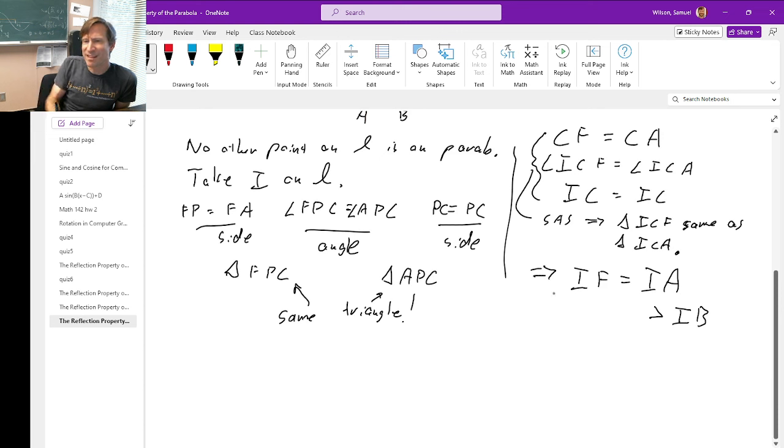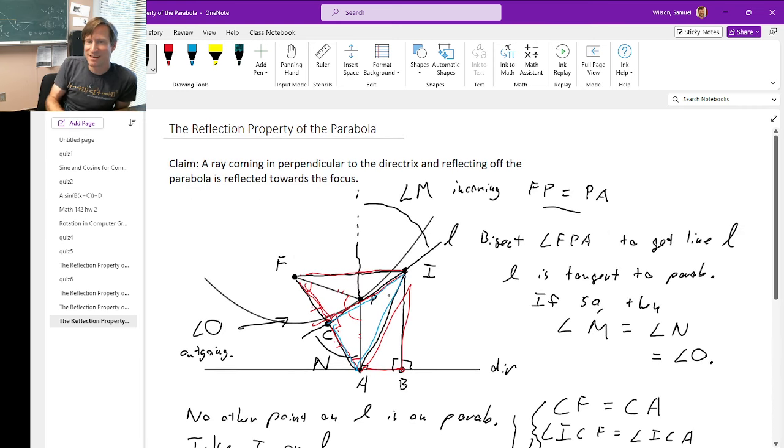But this means that the distance from I to F, so the distance from I to the focus, is greater than the distance from I to B. Not equal. This means that I is not on the parabola. But since I isn't on the parabola, that means that there are no other points on this line L except for P. That means L is tangent, and that means that we're done. Remember, all we needed to show was that the line L is tangent, and we've done that.